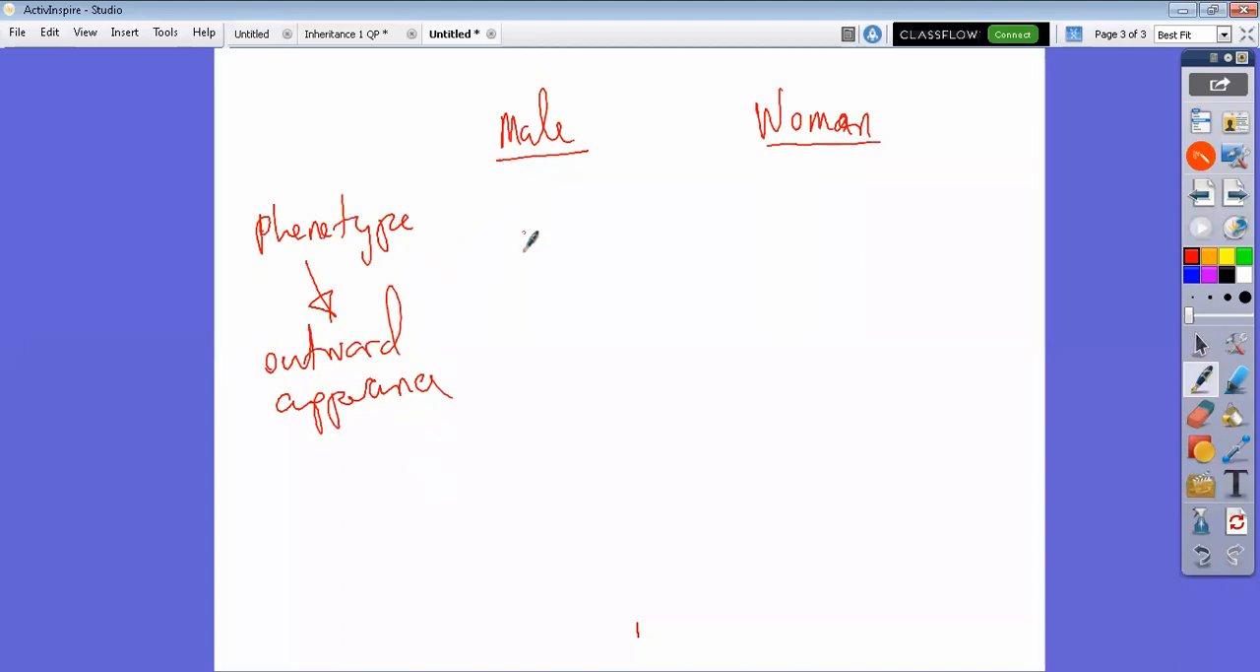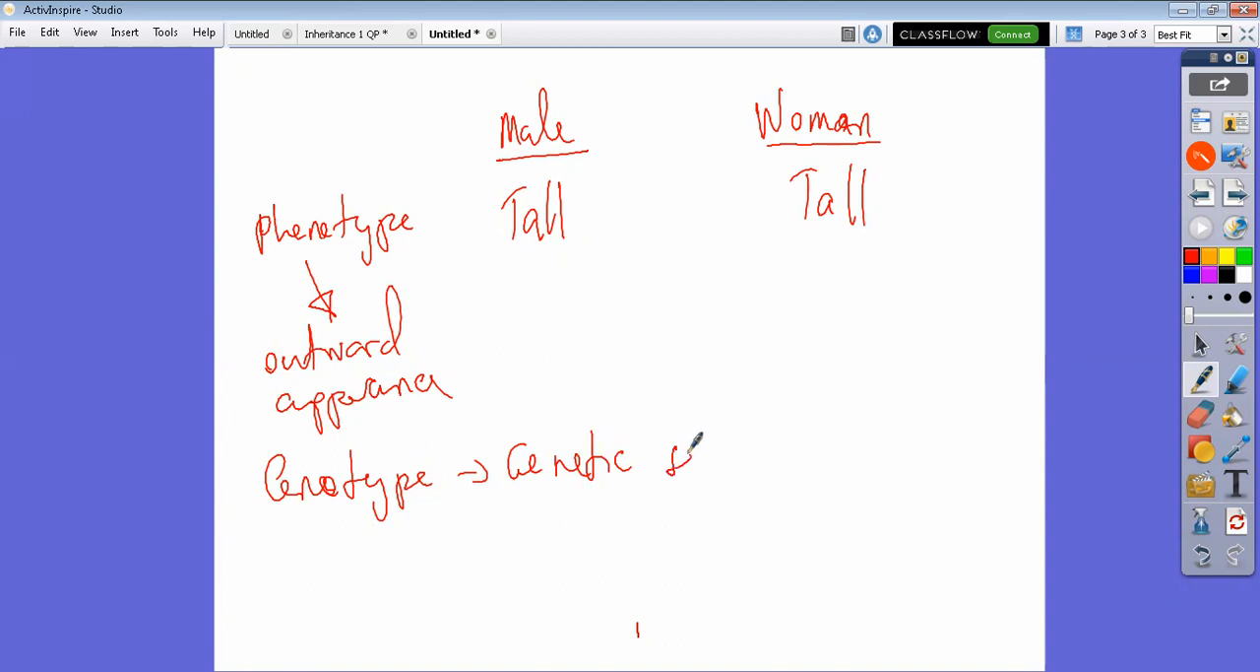So for example, someone is tall. You can see that someone is tall. So that's a phenotype. Are we together? Genotype is the genetic makeup. If we say genotype, we are talking of the genetic makeup. That's what you call a genotype. Clear?